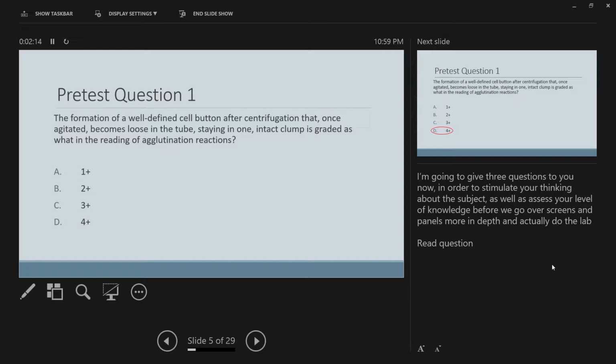So the first question is, the formation of a well-defined cell button after centrifugation that, once agitated, becomes loose in the tube, staying in one intact clump, is graded as what in the reading of agglutination reactions? A, 1+, B, 2+, C, 3+, or D, 4+.